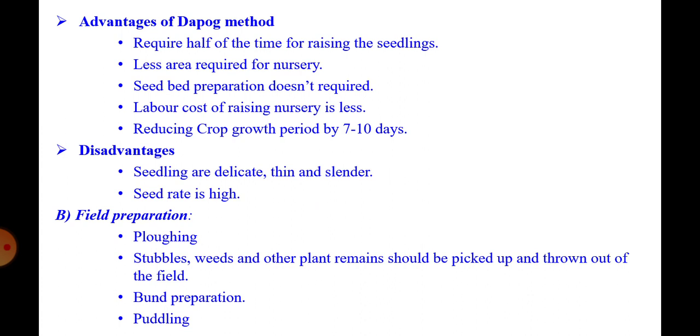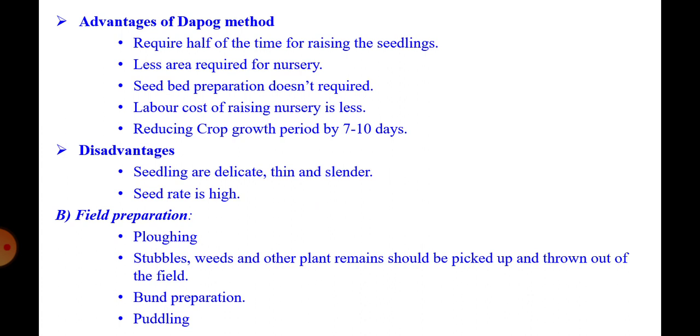Now field preparation. Plow the field immediately after harvest of the previous crop. Summer plowing, as we know the importance of summer plowing, helps in exposing the eggs and larvae of harmful insects, pests and rhizomes of the weeds. Then stubbles, weeds and other plant remains should be picked up and thrown out of the field.